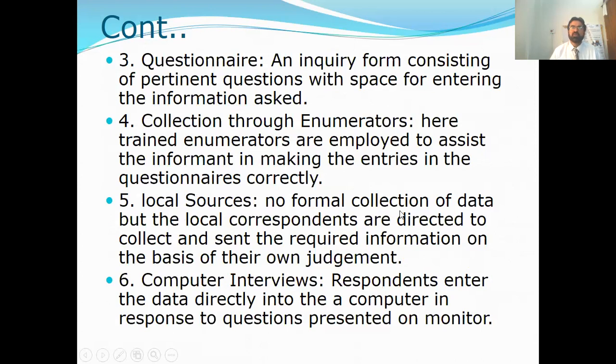Local sources: there is no formal collection of data, but the local correspondents are directed to collect and send the required information on the basis of their own judgment. For example, the correspondent or reporter of a particular channel or newspaper. They are the local sources who can collect the data through their own judgment. In computer interviews, the respondent enters the data directly into the computer in response to questions presented on the monitor.